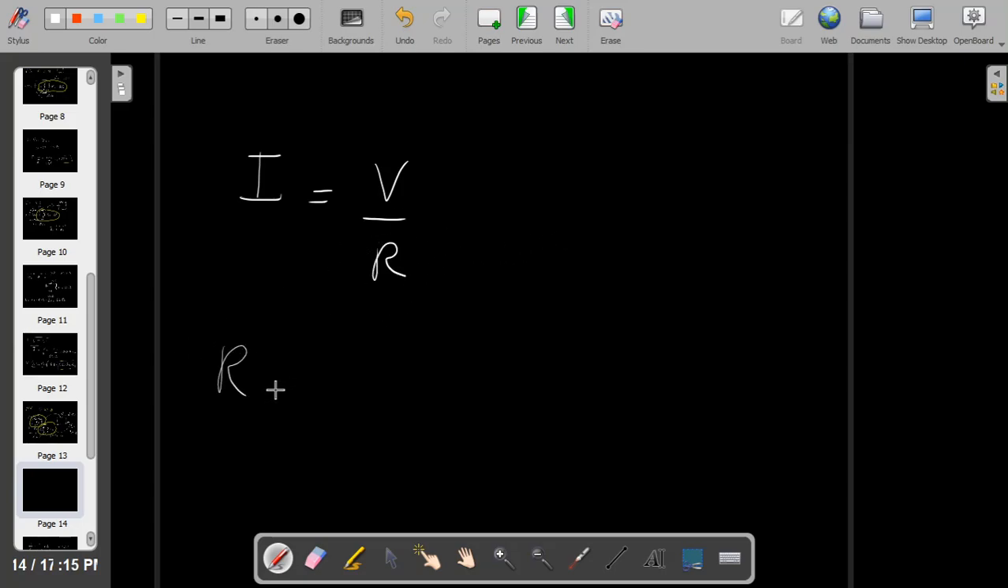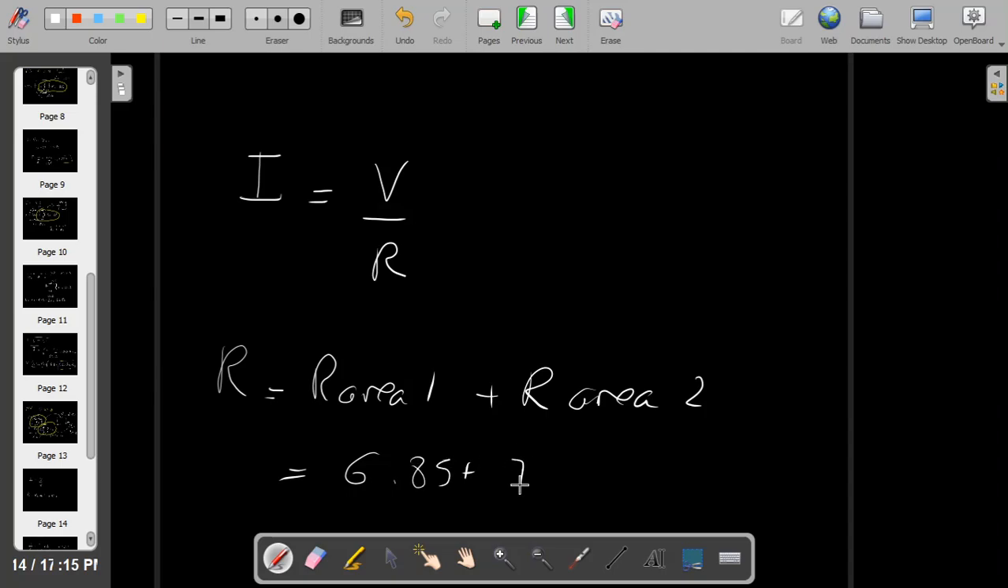Let's do that. Resistance total here is going to be the resistance in area 1 plus my resistance in area 2. I hope everybody sees that because it has become a series of resistors, and I just need to add them up. So 6.85 plus 7.35 ohms. If you add them up, they give you a resistance of 14.20 ohms.